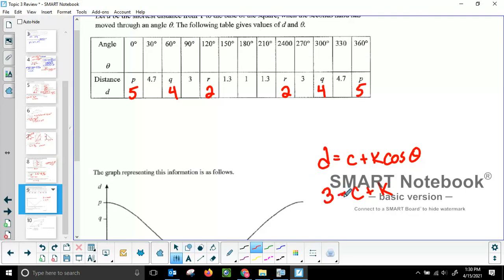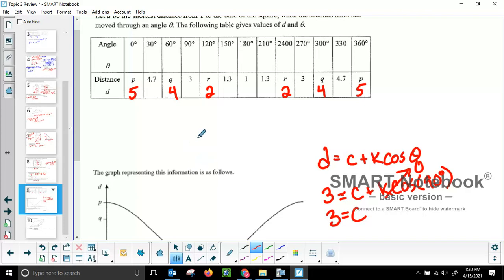So 3 is equal to c plus k times the cosine of 90 degrees. And we know the cosine of 90 degrees is 0. And so, of course, k times 0 is just 0. So 3 is equal to c.